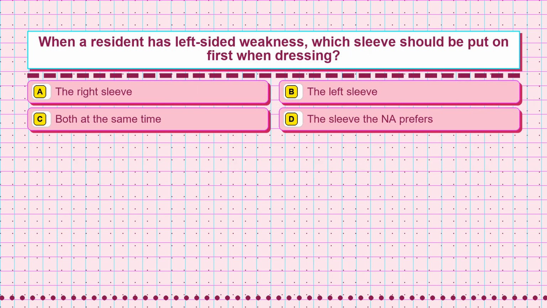Question 3. When a resident has left-sided weakness, which sleeve should be put on first when dressing? Option A. The right sleeve. Option B. The left sleeve. Option C. Both at the same time. Option D. The sleeve the NNAAP prefers.